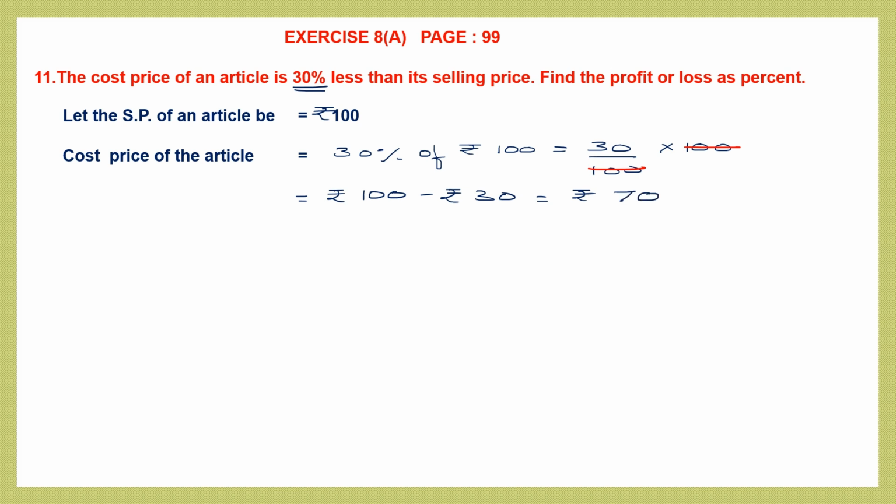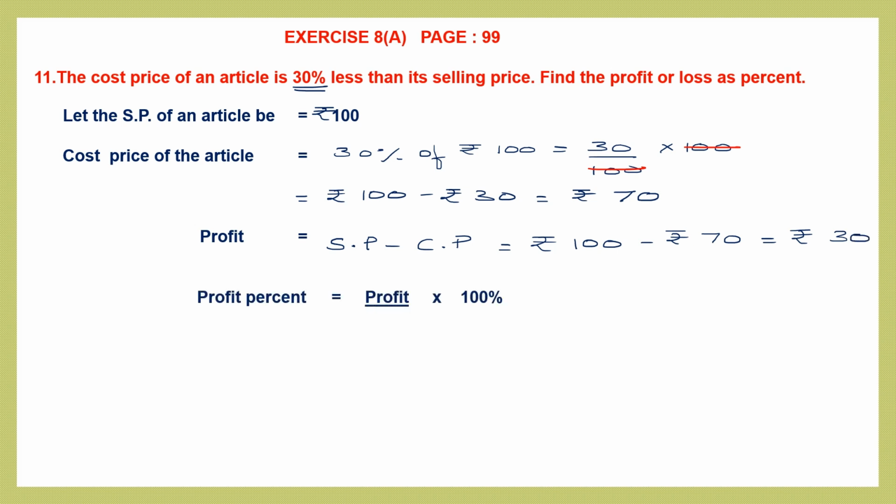So now you can see that the selling price is more and the cost price is less. That means the article was bought for 70 rupees but sold for 100 rupees. That means there is a profit. So the profit will be selling price minus cost price. Selling price is 100 rupees and cost price is 70 rupees. So when you minus both, you get 30 rupees. So this is the profit. The profit is 30 rupees.